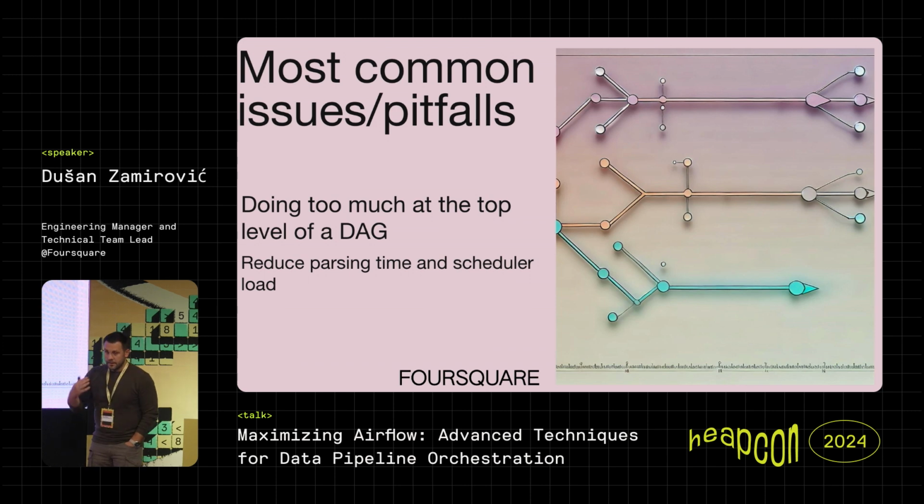And now we reach the point of this presentation when I want to talk about the problems and most common issues and pitfalls that I've noticed people face when they are working with Airflow. The first one is doing too much at the top level of the DAG. What does it mean? A DAG is basically a Python script that is being evaluated by the Airflow scheduler every minute, every 5 minutes, depending on how you configure that in your Airflow deployment.